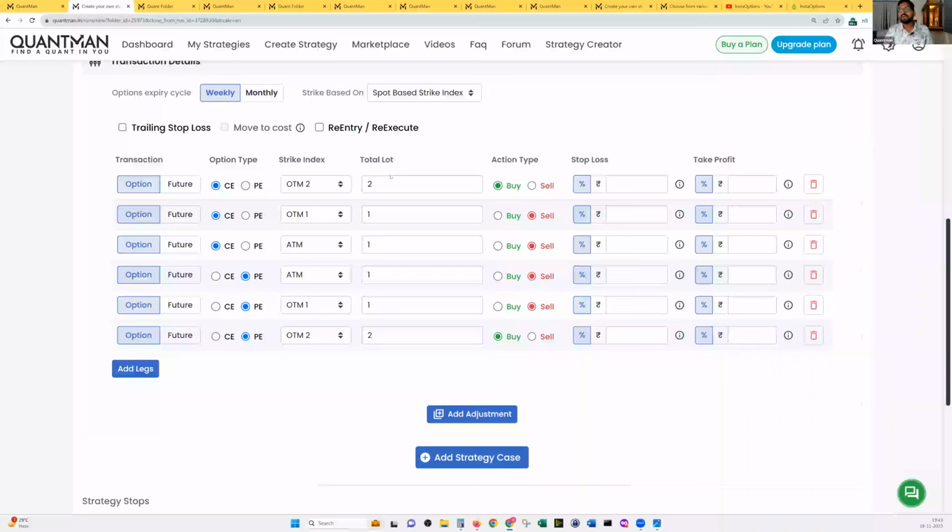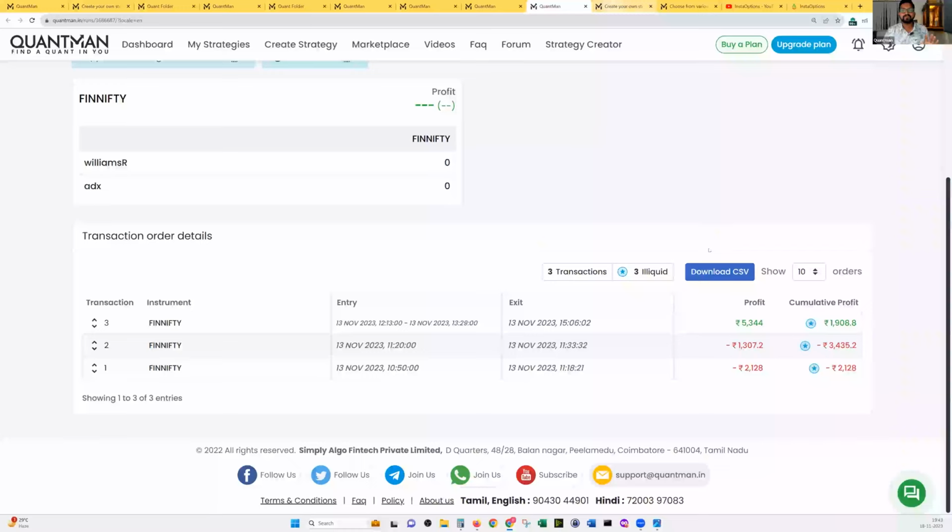But do it only on a free broker account. Don't use it with any broker who charges, because you need to take 6 entries, and just imagine how much brokerage will go. So I'll showcase and examine.